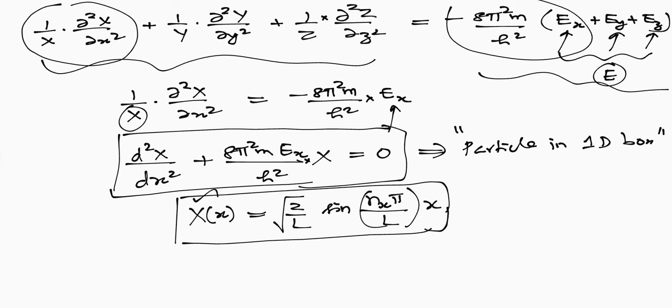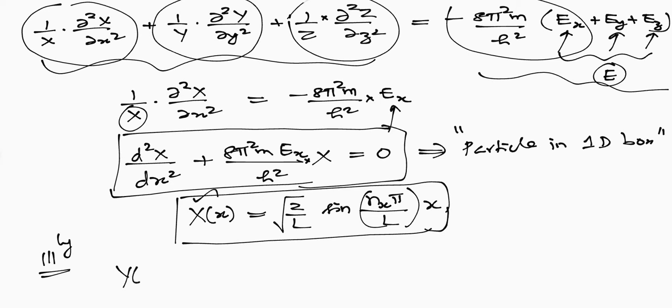In a similar manner, by taking the second term and equating it to the Ey term present in the right hand side, we can get one more solution. Similarly, by taking the third term and equating it to the z component of energy, you'll get another solution. So we'll get three solutions, right? I have given the solution X already. Now I'll write the solution Y, square root of 2 by L into sine, I'll introduce the quantum number as ny, pi by L into y.